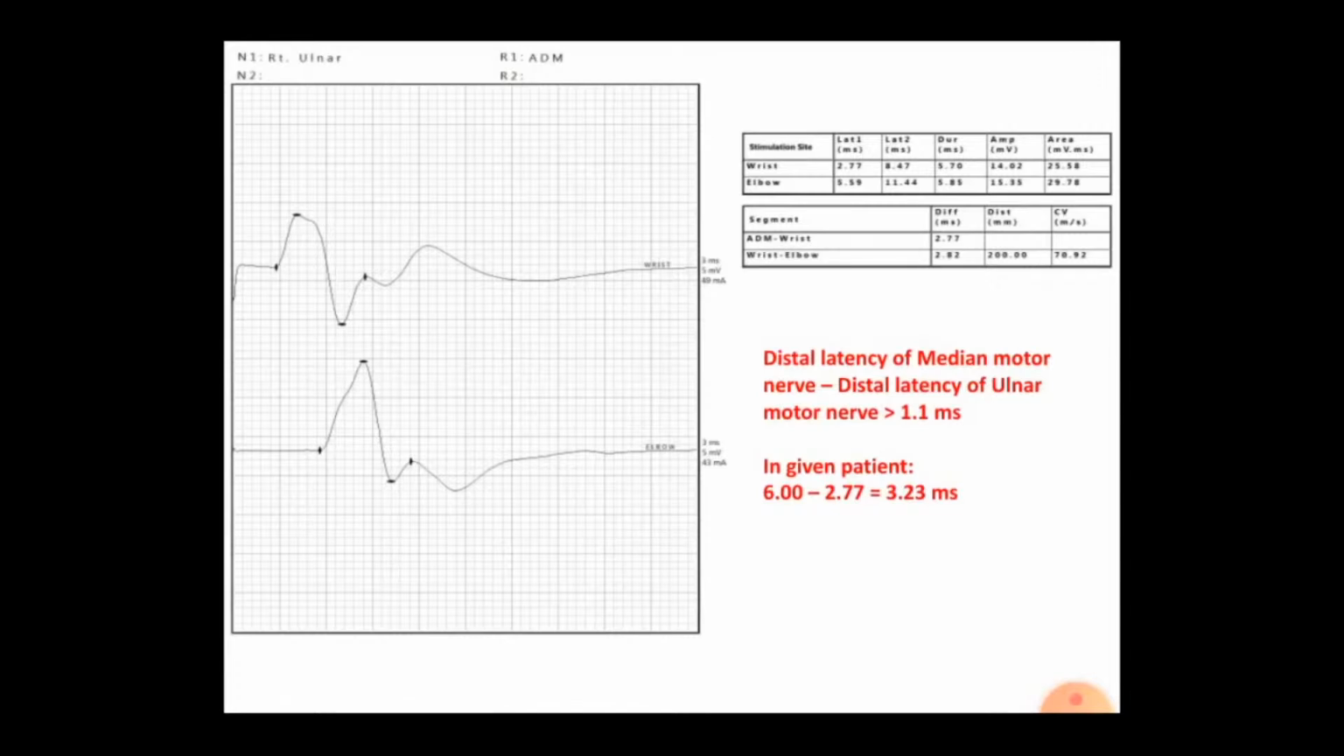So in our patient it is 6.00, that is nothing but latency of the median nerve, that we already saw in the previous page, and latency of ulnar nerve, that we also have in this figure. Okay, so 6 minus 2.77, the difference is 3.23 millisecond. Normally this difference should be less than 1.1 millisecond. For carpal tunnel syndrome it should be more than 1.1 millisecond, and we have 3.23 millisecond in this example. So definitely this patient is suffering from carpal tunnel syndrome.